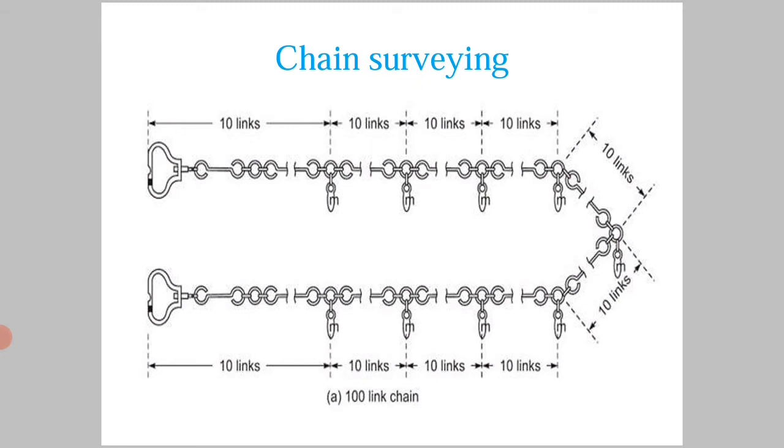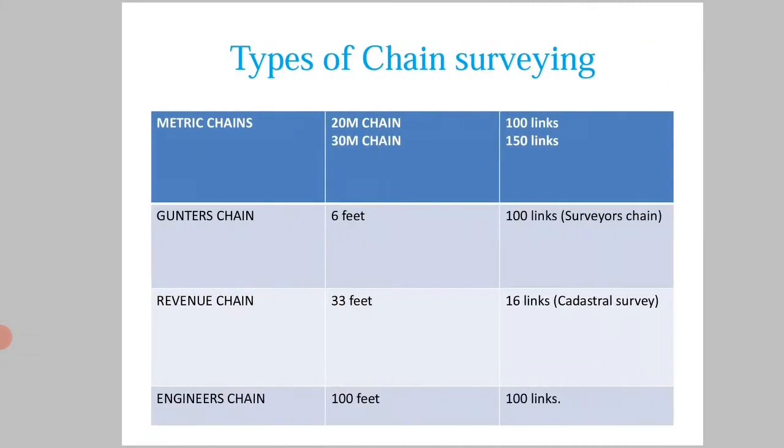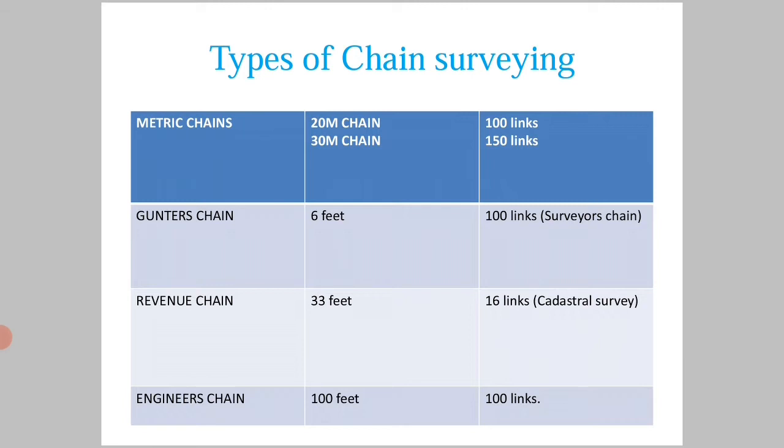From the outside of one handle to the outside of the other handle. In that, the first handle has 10 links, then another 10 links, then 10 links. So this is the 100 link chain. Okay, so what are the types of chain surveying? There are 4 types: metric chains, Gunter chains, revenue chain, and engineer's chain.